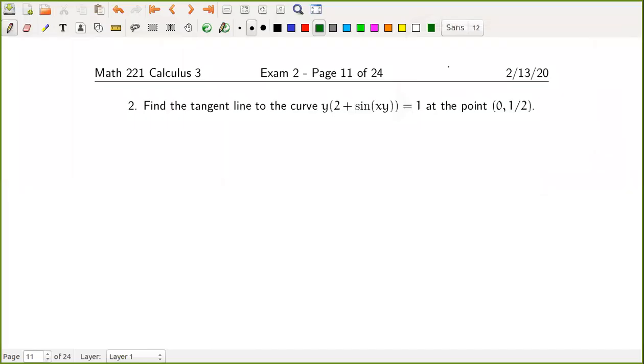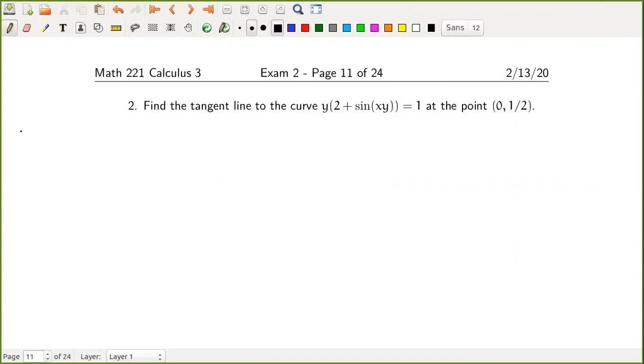Okay, so this is similar to the last problem. You want to find the tangent line to this curve. And again, we're going to use the fact that the gradient is perpendicular to the tangent lines. So let's first try to get a vector parameterization. We'll get two different equations for the tangent line. We'll get a vector parameterization, and then we'll get the normal equation. Remember, the normal equation is the ax plus by equals c equation.